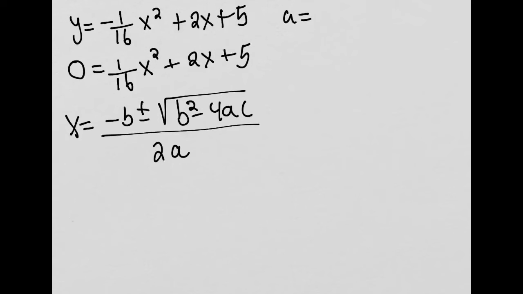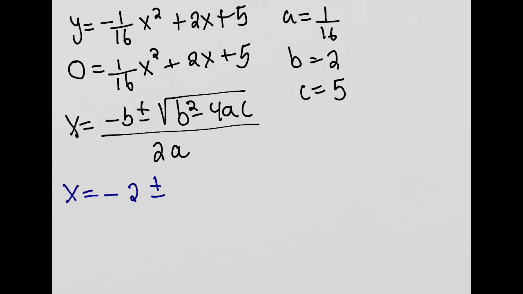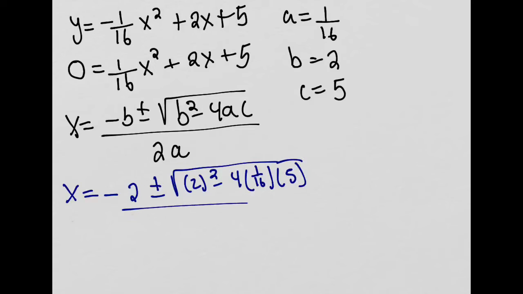So A is 1 over 16, B is 2, and C is 5. Let's go ahead and substitute those values. X equals negative 2 plus or minus the square root of 2 squared minus 4 times A, which is 1 over 16, times C, which is 5. Let's not get scared because of a fraction. We can do this.